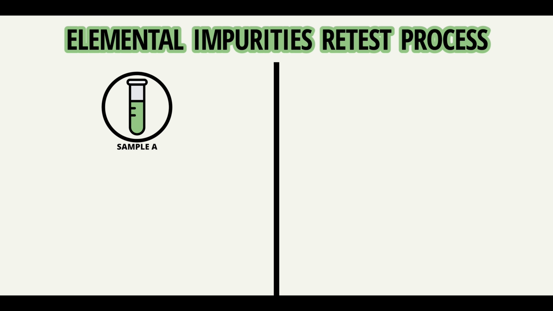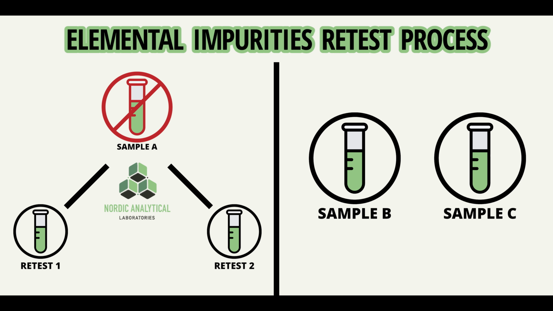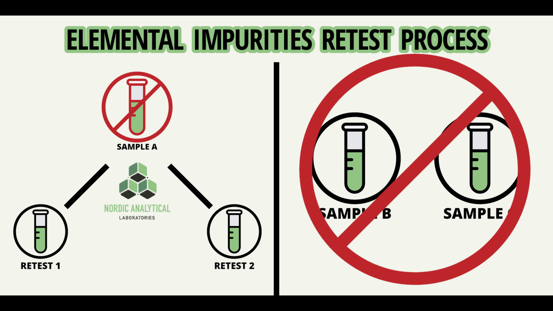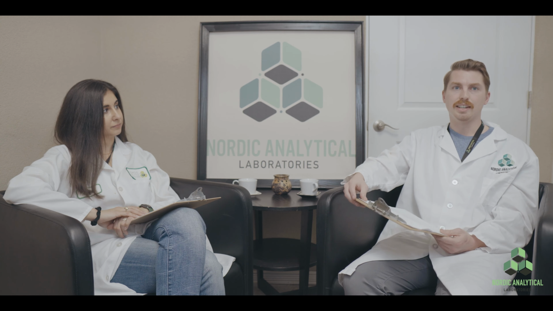Beginning on January 1st, the retest process for failed elemental impurities test has changed. If you fail an elemental impurities test, you will need to request that the lab that found the original failure retests the original package. You will no longer be able to submit 2 new test samples for retesting purposes. If either or both of the retests fail, the batch's status will be considered retest failed. Okay, so it sounds like the same retest procedure for pesticides. And so what happens if a sample fails a retest for elemental impurities?